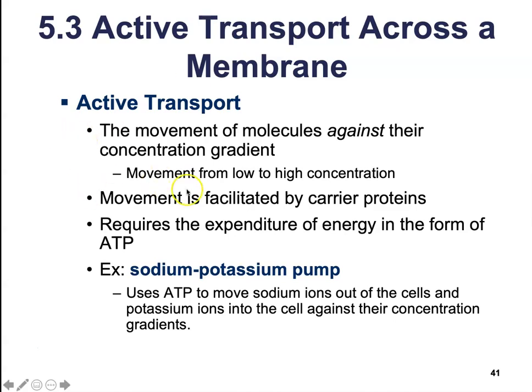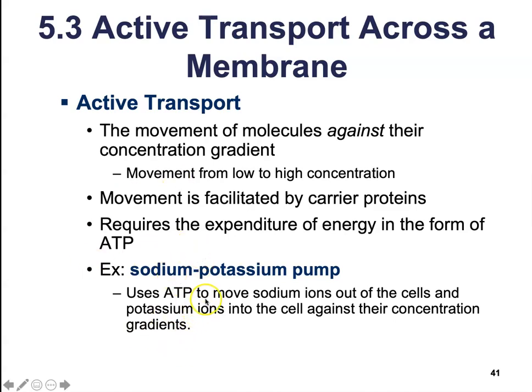So again, active transport, you're moving molecules against their concentration gradients. So in this case now, you're moving from low concentration to high, okay? It is also facilitated by carrier proteins, but again, because they're moving against their concentration gradient, it requires ATP or energy and is thus active transport. Big example of this is the sodium-potassium pump, okay? We call it a pump because it requires energy, okay? It uses ATP to move sodium ions against their concentration gradient and potassium ions against their concentration gradient.